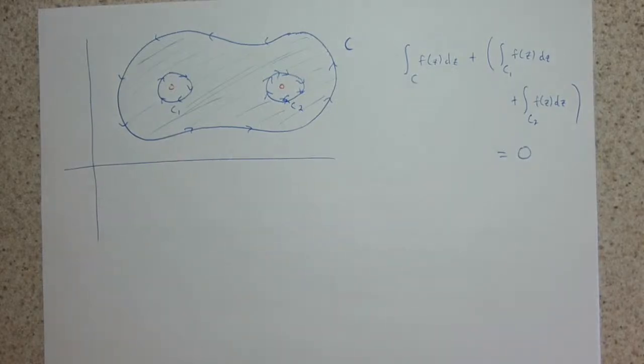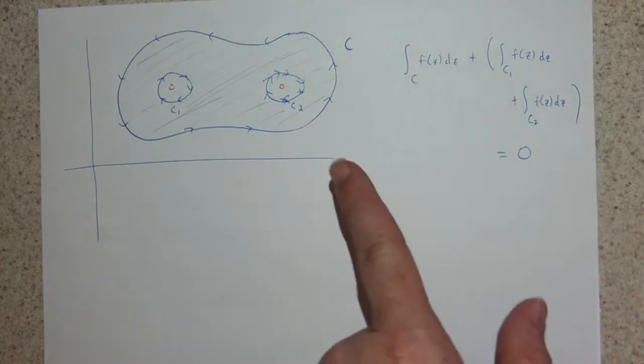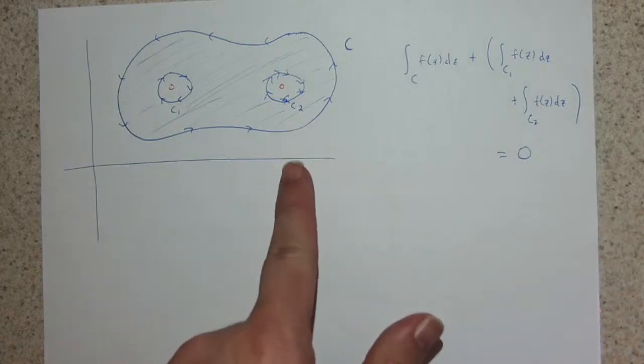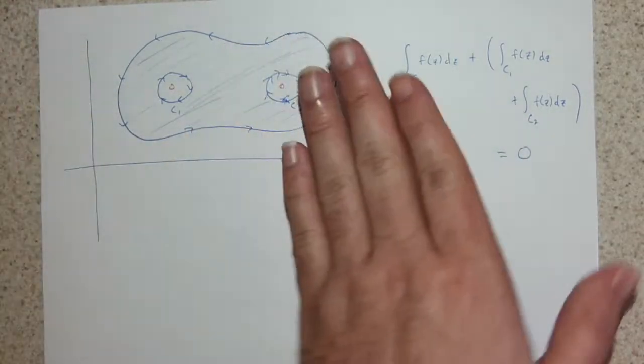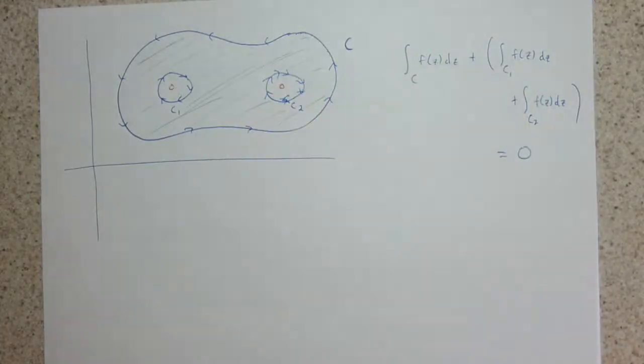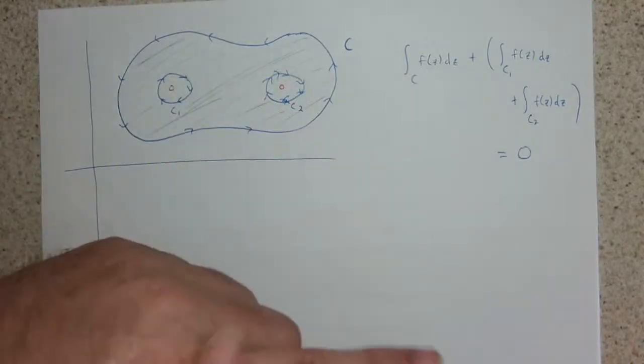Okay. So now you might have a question about the orientation. The way that we've done the orientation here is in such a way that the direction of each path of integration is done so that the domain that you're integrating over always lies to the left. If we think of ourselves going along this outer curve, the domain is always to our left. If we think about ourselves going along the inner curves, the domain is always to our left.